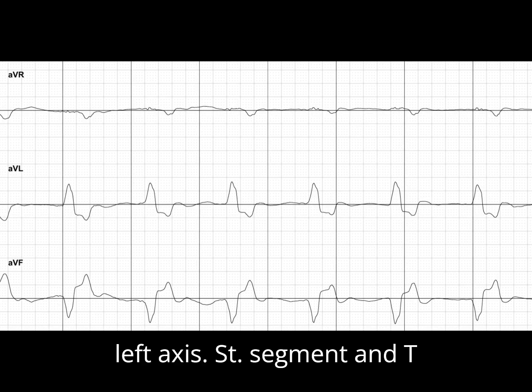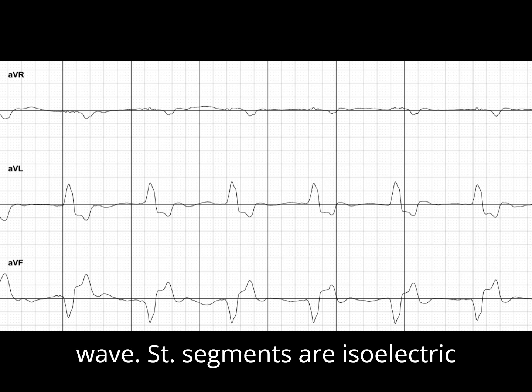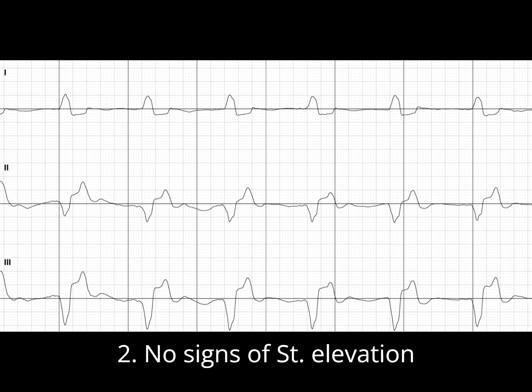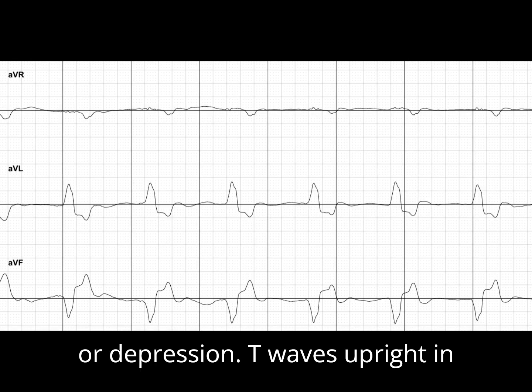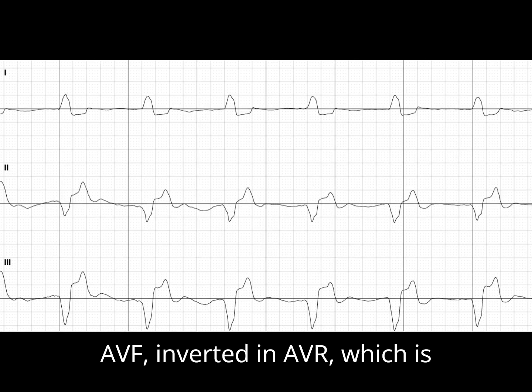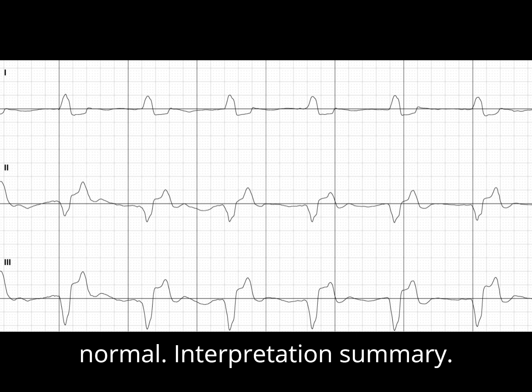ST segment and T wave. ST segments are isoelectric or slightly upsloping in some leads, I, II. No signs of ST elevation or depression. T waves upright in I, II, aVL, aVF, inverted in aVR, which is normal.